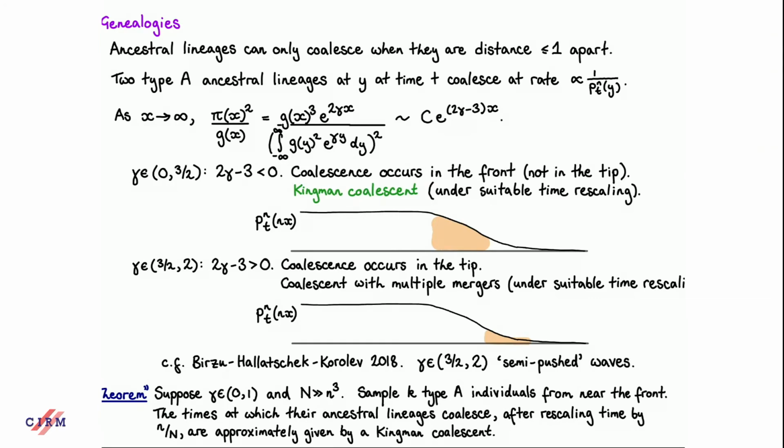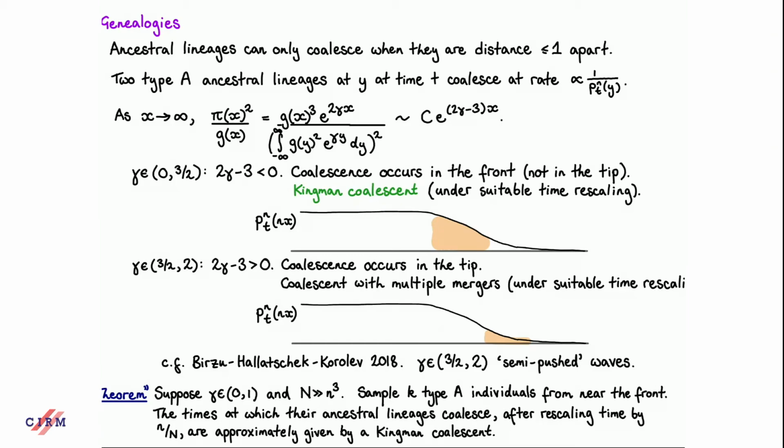But the other case is if gamma is between 3/2 and 2, in which case 2 gamma minus 3 is positive. So this thing blows up as x goes to infinity. And so that suggests that the highest rate of coalescence is out here in the tip in this orange region, even though most of the ancestral lineages are in this other region. And that suggests that what we might see, under a suitable time rescaling, is a coalescent with multiple mergers.